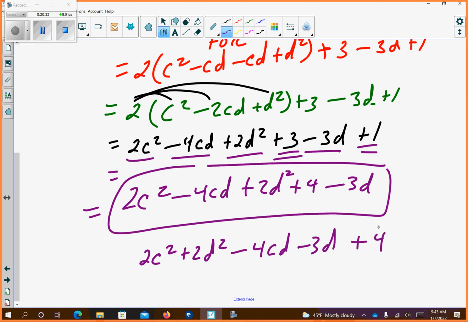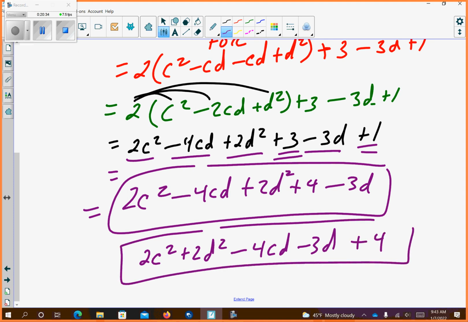They might have it written this way. This is the exact same answer. It's just they moved around the higher exponent values to be first, kept it alphabetical as you went through. So just know you can move them around.